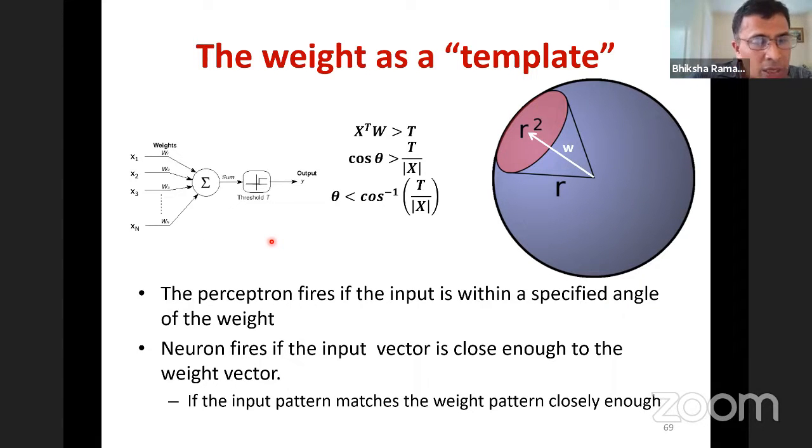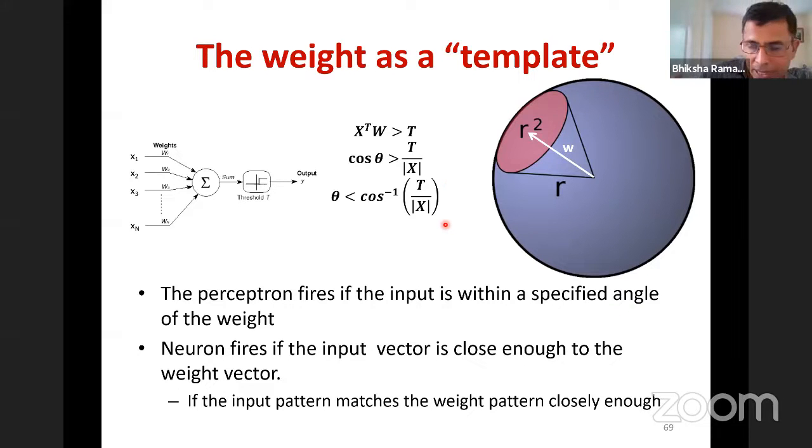Which means that if you take any two random vectors, they're basically the same length, so the length of x and the length of w are going to be more or less the same. So you're saying that the neuron will fire if x transpose w is greater than threshold, or assuming, without loss of generality, that the length of w is 1, it is going to fire if cos theta is greater than t over the magnitude of x, or if the angle between the input and the weight vector is less than this value over here. Again, keep in mind that the norm of x is going to be the same for all x's, so this is some kind of a constant.